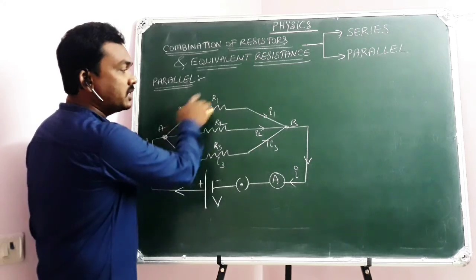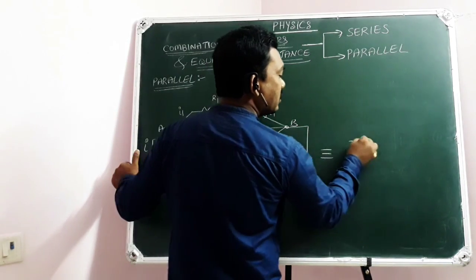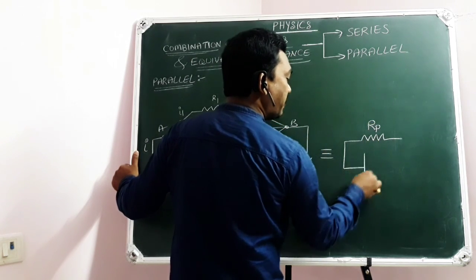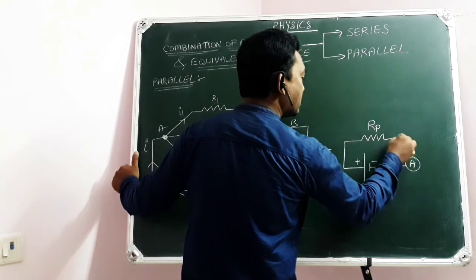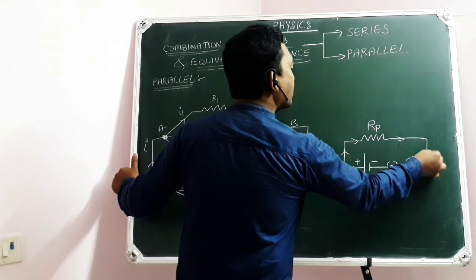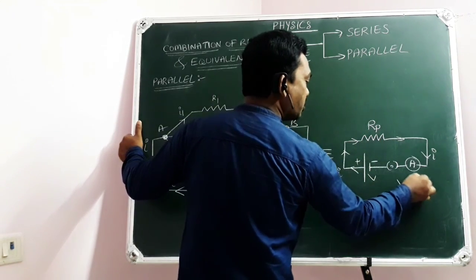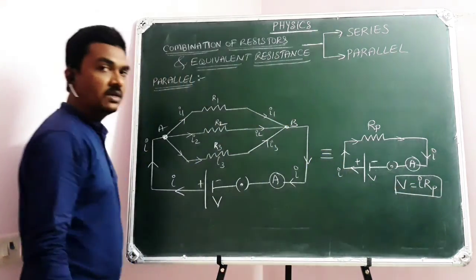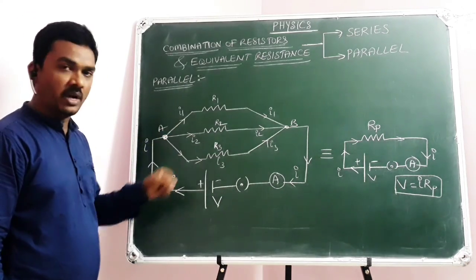Now I told you, this combination of all these resistors can be replaced with a single resistor, which is known as RP, the equivalent resistance in parallel combination. All three can be replaced with a single resistor, so that the current I is traveling through that. So you can write V equal to I into RP, where RP is the equivalent resistance. But here you know very well, the current I is going to divide as I1, I2, I3.